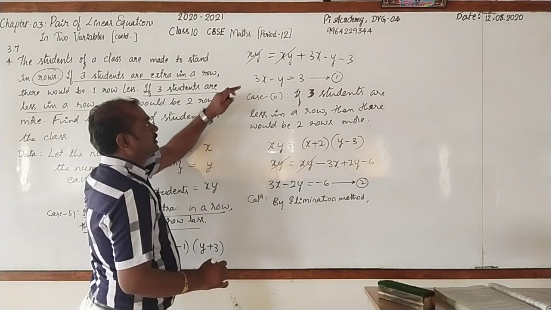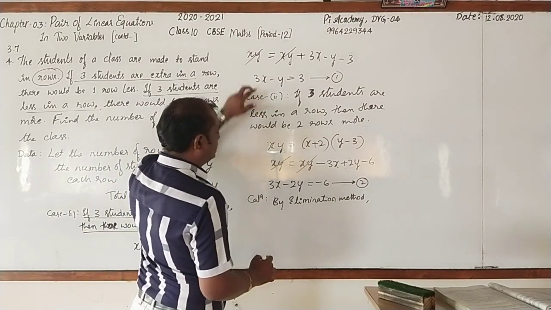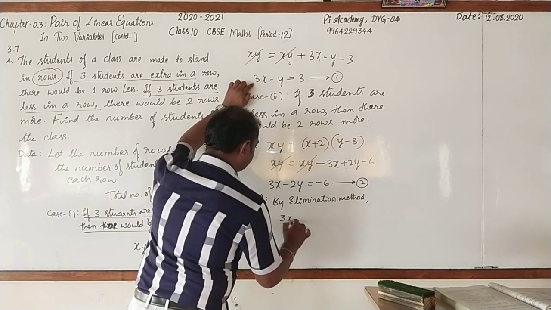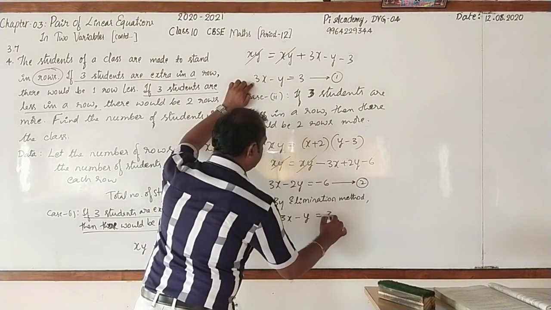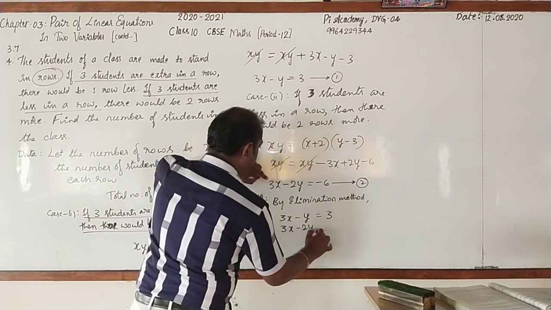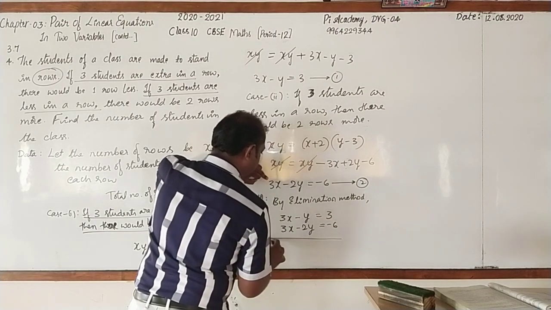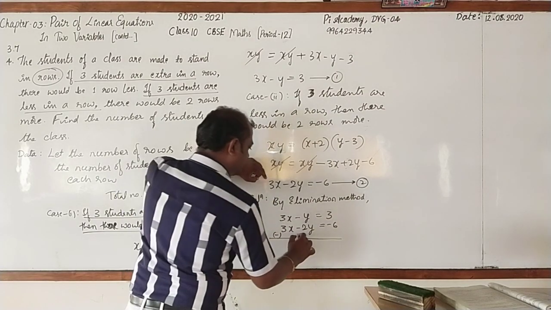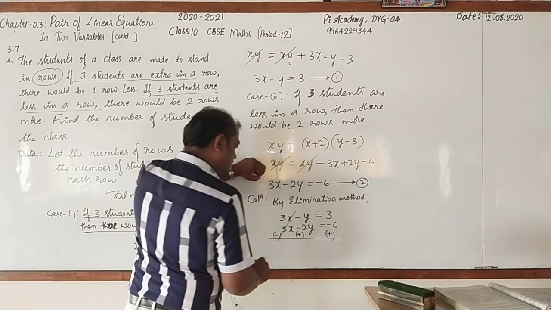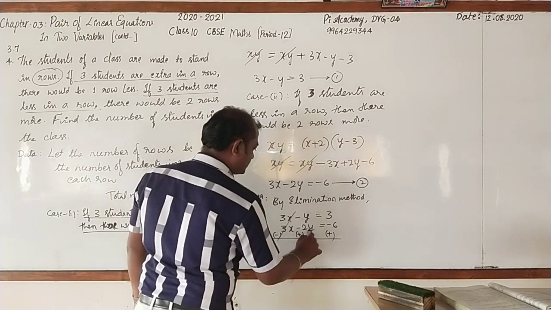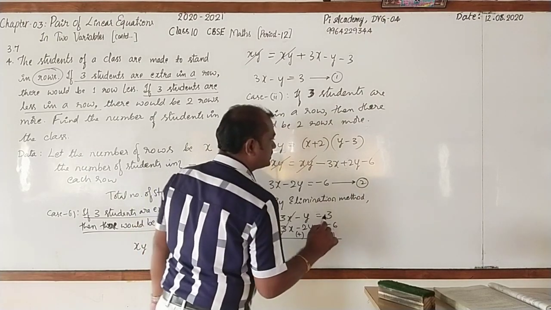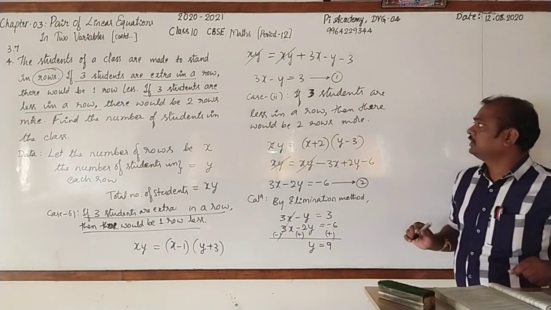we can write, see the coefficient of x in both the equations, it is the same, hence I'll write it as 3x minus y is equal to 3. Then 3x minus 2y is equal to minus 6. Change the sign. Minus, plus. They get cancelled. Minus y plus 2y, it is y. 3 plus 6, this is 9. Got it?